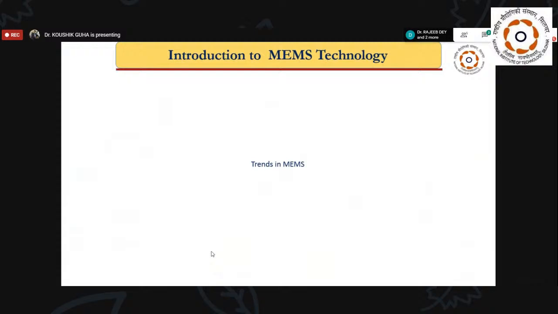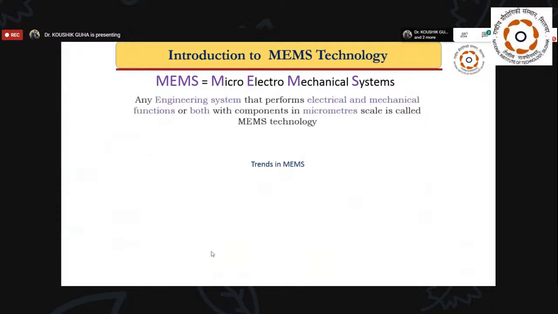The first thing is that this type of small implantable kidney can be supported by a technology called MEMS. Why MEMS? Because MEMS is the acronym, and the full name is Micro Electromechanical System, where electrical, electronics and mechanical systems can be embedded or integrated together to make a beautiful complex system. It is any engineering system that performs electrical and mechanical functions, or both, with components at the micrometer scale. So the scale is very, very small.